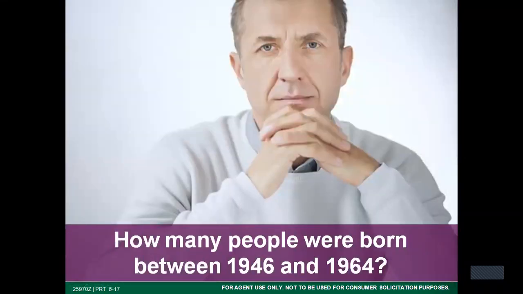Here's how we'll start off. How many people were born between 1946 and 1964? This is a pretty big number. It's more than 75 million people. Now, this time period that I just referred to is for baby boomers, and they're starting to reach the RMD phase of their qualified retirement accounts. In the year 2017, that begins that phase for them.